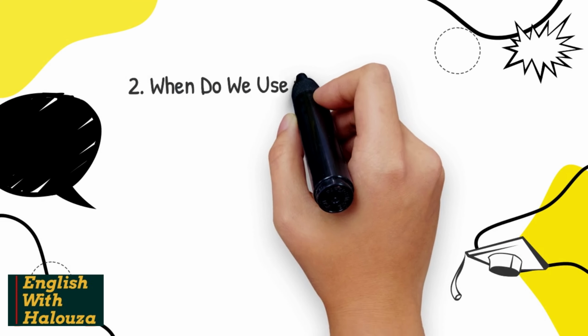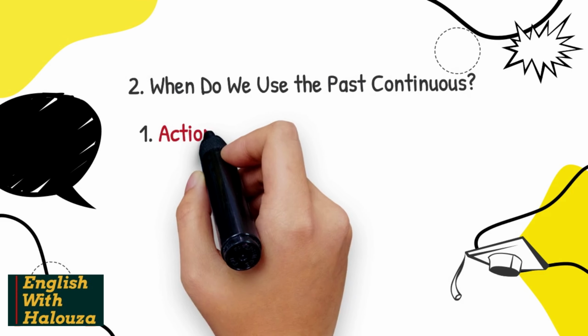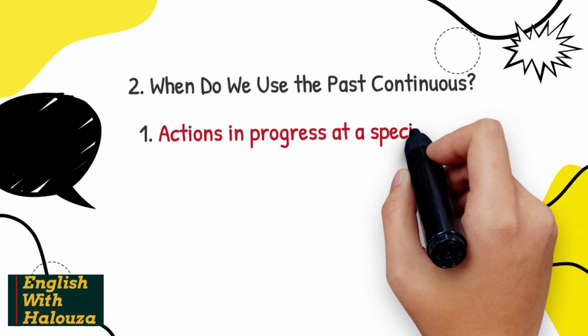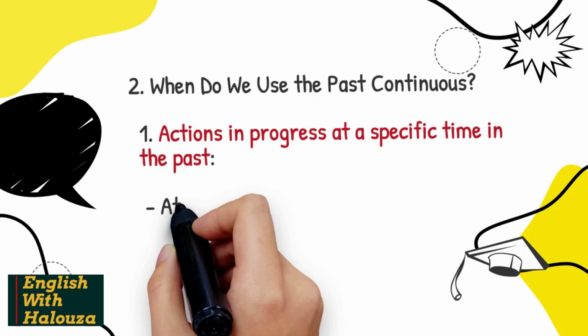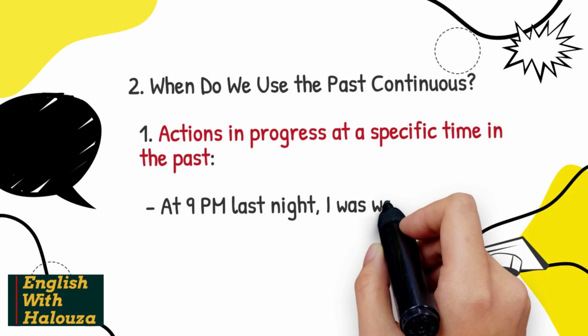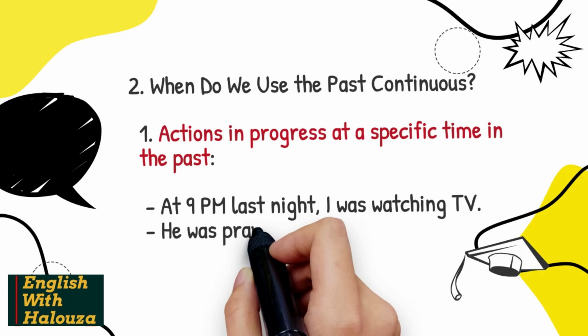We use the past continuous for 1. Actions in progress at a specific time in the past. For example, at 9 p.m. last night, I was watching TV. He was praying when I called.